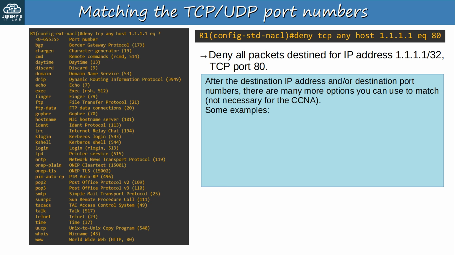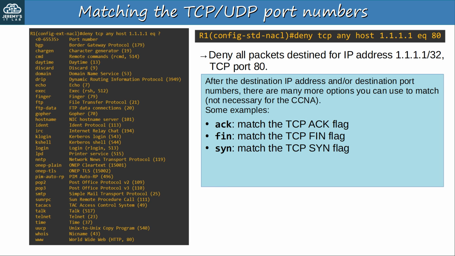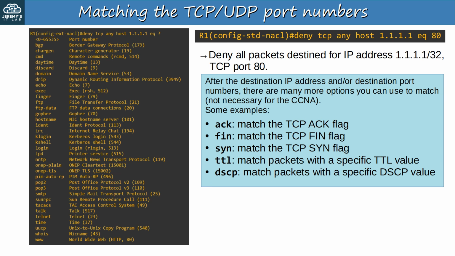After the destination IP address and/or destination port numbers, there are many more options you can use to match in an extended ACL. These aren't necessary to learn for the CCNA, but some options are ACK to match the TCP ACK flag, FIN to match the TCP FIN flag, SYN to match the TCP SYN flag, TTL to match packets with a specific TTL, time to live, value in the IPv4 header, and DSCP to match packets with a specific DSCP, differentiated services code point value in the IPv4 header.